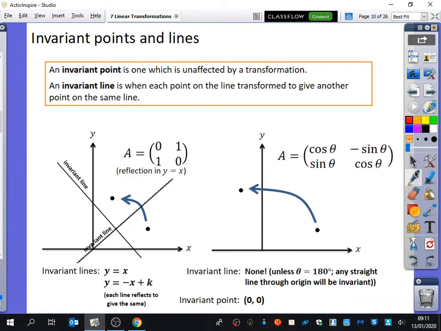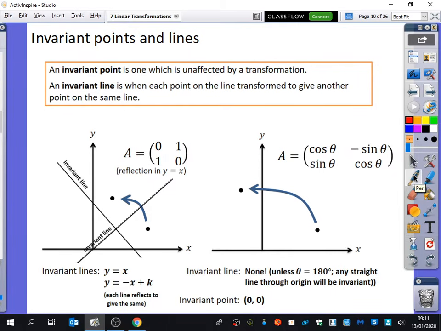Before we even think about the rest of this bit here, can you think of an invariant point that you should be able to tell me about for a linear transformation? Origin. The origin, okay? So the origin is always an invariant point in a linear transformation, and that came back to our definition of what we said about linear transformations. So the origin will never move under any transformation. The next bit gets a little bit more complicated, okay?